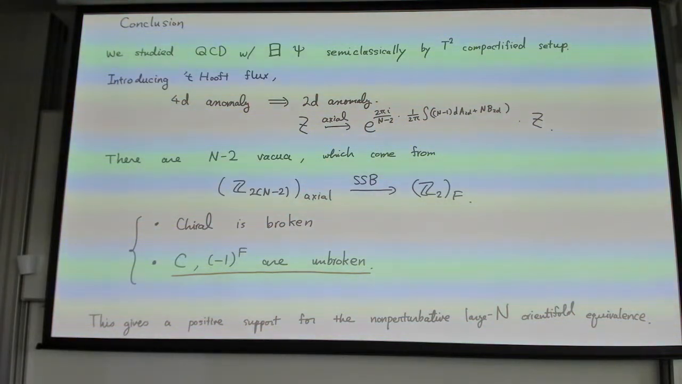And by solving the theory explicitly, we find n minus 2 vacua which come out of this spontaneous breaking of the axial symmetry. The outcome is that chiral symmetry is broken, but the charge conjugation or fermion parity are unbroken, which suggests that, since unbroken C or fermion parity are key features for the validity of the large N orientifold equivalence, our analysis seems to give positive support for this orientifold equivalence.